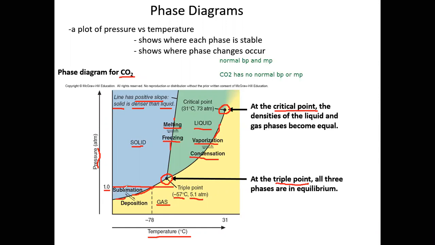You have to increase the pressure to at least 5.1 atmospheres to get a solid to melt into the liquid. So above 5.1 atmospheres, you can have a solid melt into liquid CO2, and then you can also have it vaporize. But CO2 does not undergo normal melting and boiling because at 1 atmosphere, it does not cross the solid-liquid or liquid-vapor boundaries.